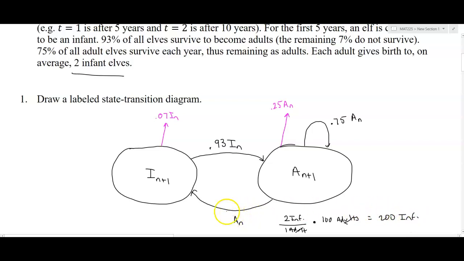So basically, to get the number of infants at time n plus 1, we need to take 2, which is infants per adult, multiply it by the number of adults. That's going to give us the number of new infants. So this 2 is not a percentage, although you could think about it, I guess, that way, but it really has units of infants per adult. This 0.93 is a percentage. It's a proportion of I_n, as is this 0.75 A_n. It's a proportion of that A_n.